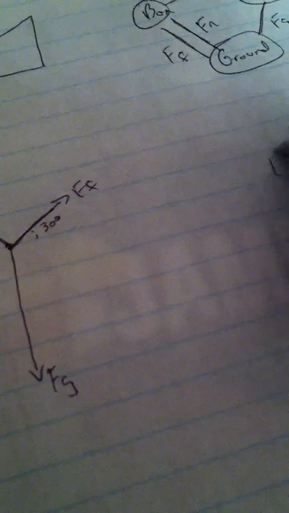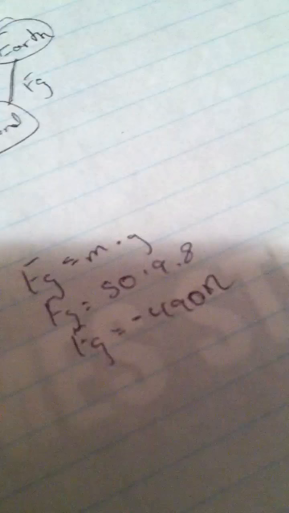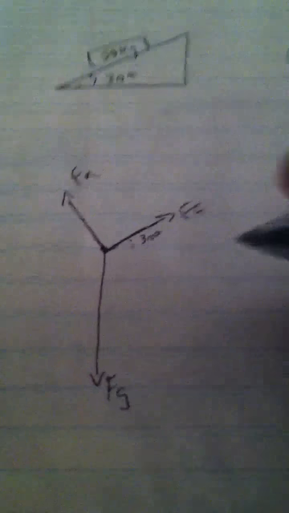So let's see, force of gravity equals mass times little g. So force of gravity equals 50 times 9.8, which is 490, but it's going to be negative 490 because it's the force of gravity. It's going down. Alright, so now I'm going to break it up into the components.